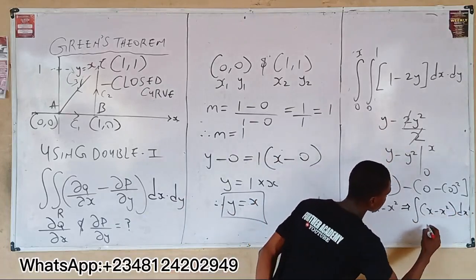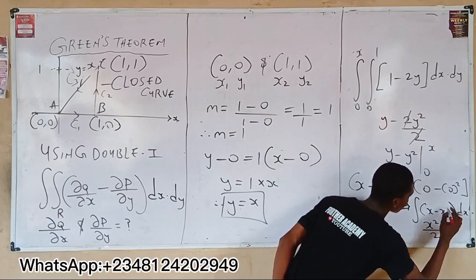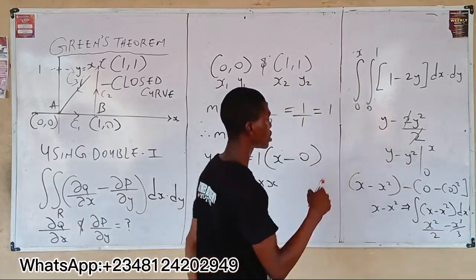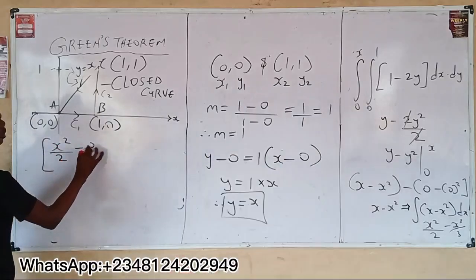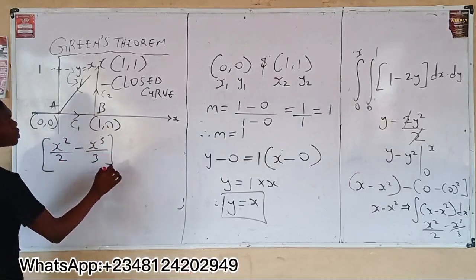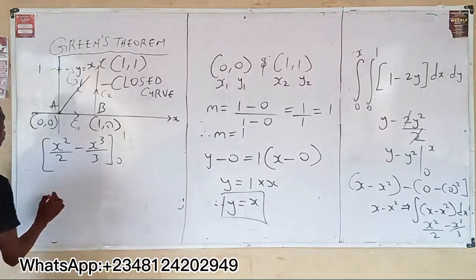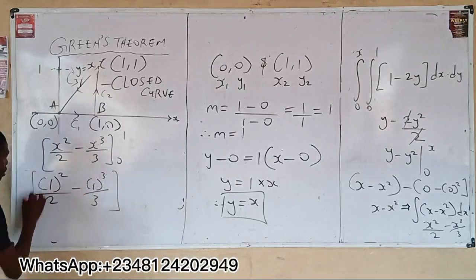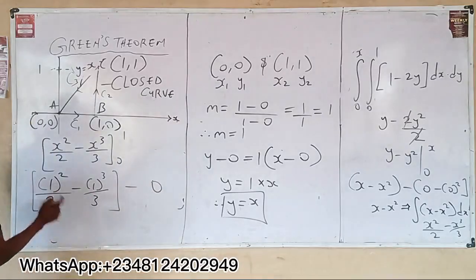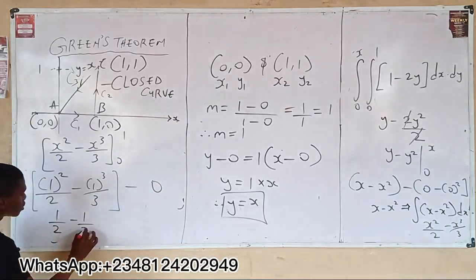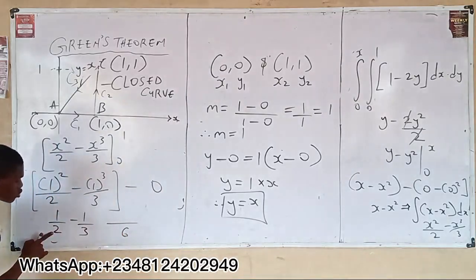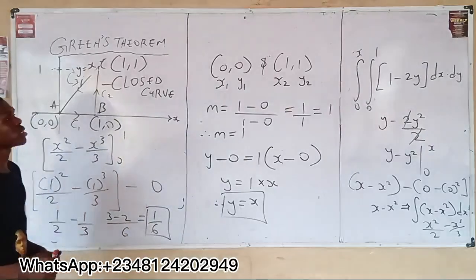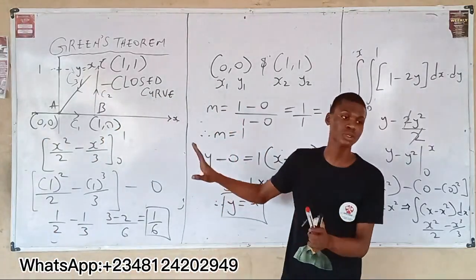So let's integrate. What do I have? I have x squared over 2 minus x cubed over 3. What's our limit? 0 to 1. Now let's substitute. What do I have? 1 squared over 2 minus 1 cubed over 3, minus, all this will become 0. So this is 1 over 2 minus 1 over 3. What's the LCM? 6. 6 goes here 3, here 2. This is 3 minus 2, which equals what? 1 over 6.